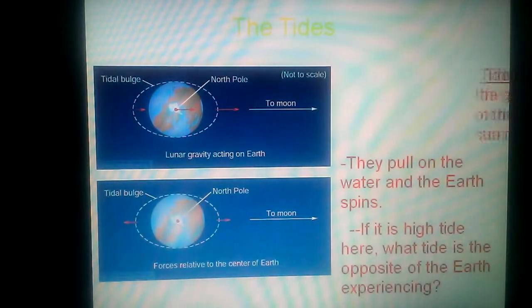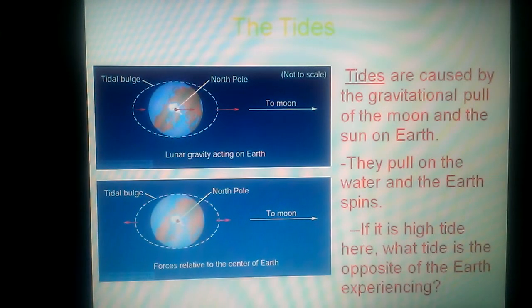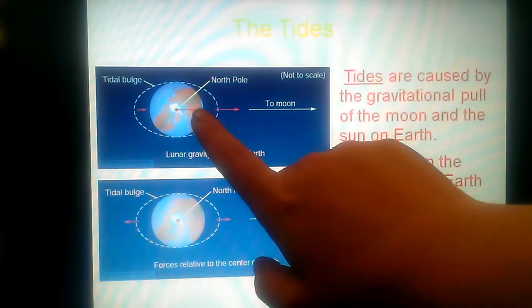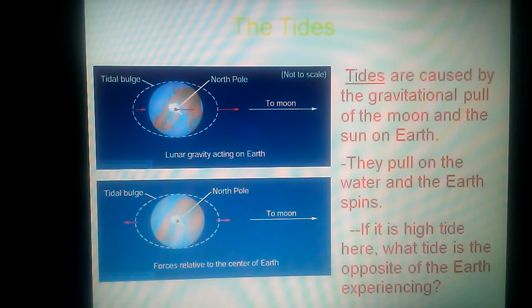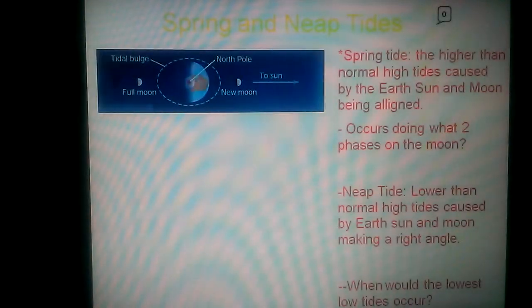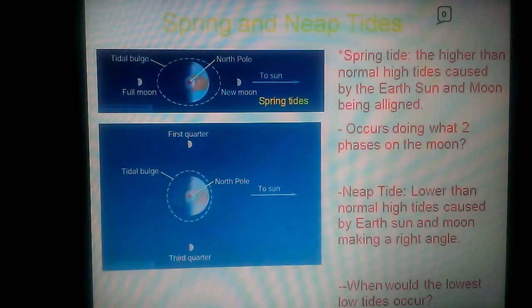Tides are also influenced by the moon, particularly the moon, but also the sun. When tides are caused by both the moon and the sun, they get special names. So here's your normal tide. The moon pulls in one direction, it causes a bulge as it pulls outward, and that pulls the water literally ashore as the Earth rotates away. The special tide names are spring tide and neap tide.